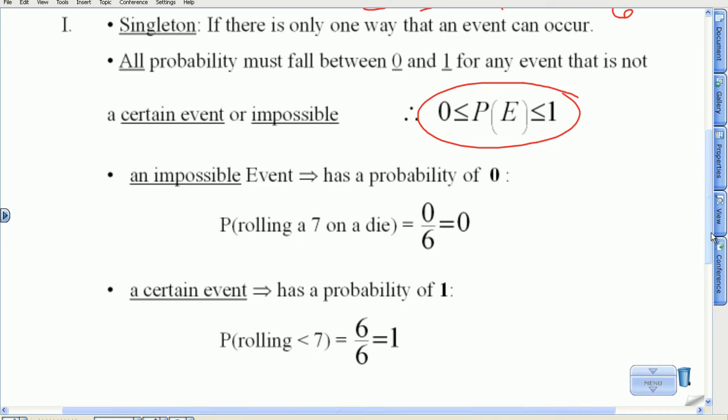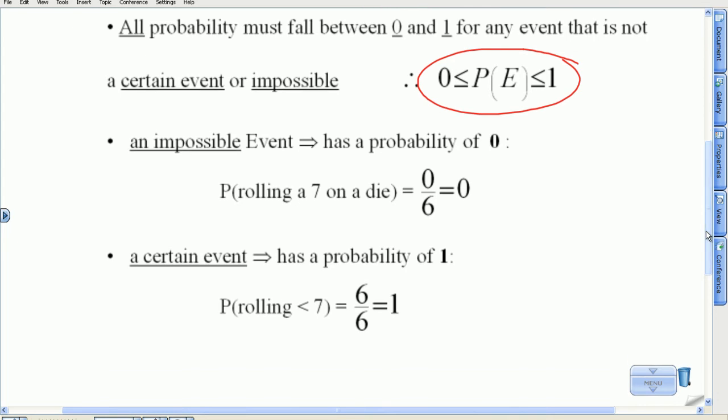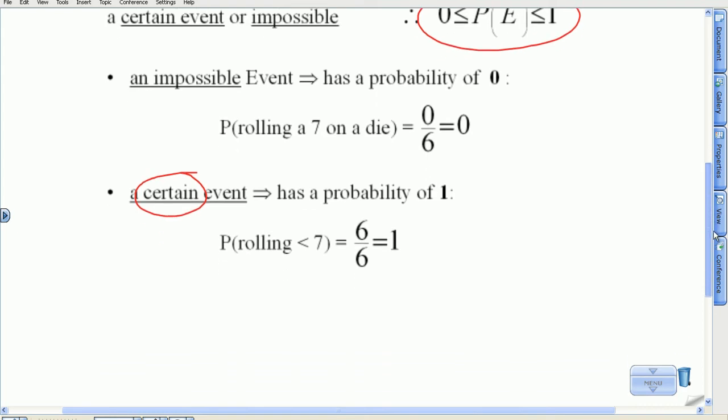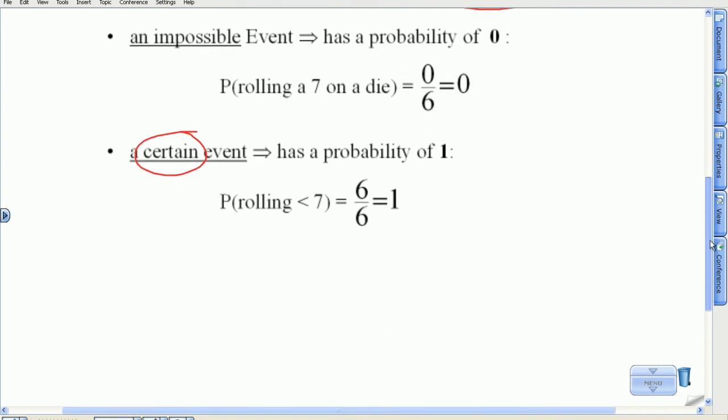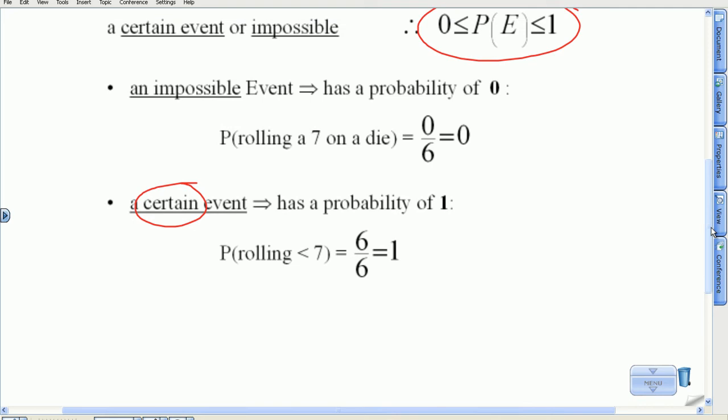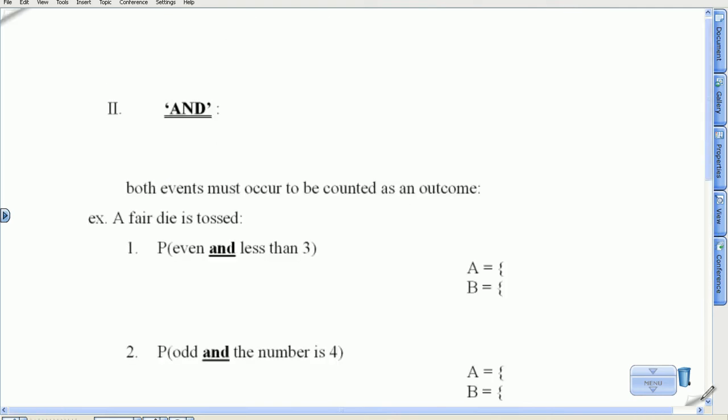A certain event has a probability of 1 if it happens every single time. So this is a certainty. It says certain right here. It's an absolute certainty. The probability of rolling less than 7 on a die would be 6 out of 6, which is 1. Don't leave an answer as 6 out of 6. For goodness sakes, that reduces to a 1. Alright, so that's it. We're all done with that section. We're on to the next.